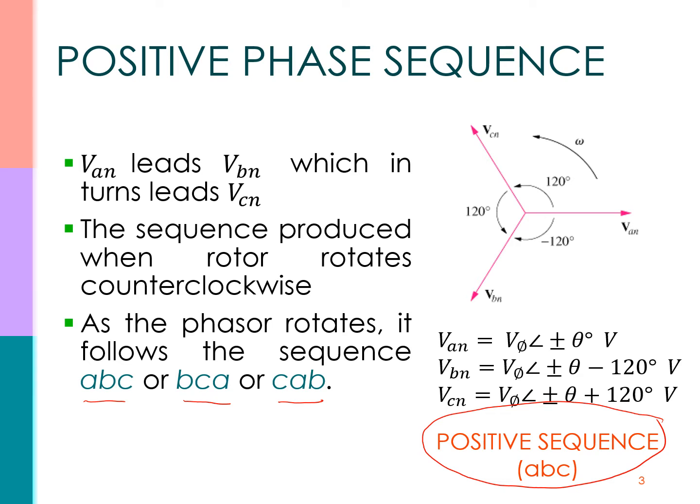So VAN will lead VBN, and VBN leads VCN. This is a positive sequence ABC, where the sequence rotates A, B, C, then turns to A.